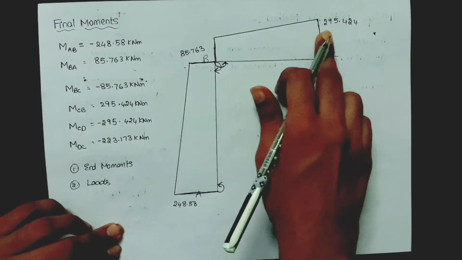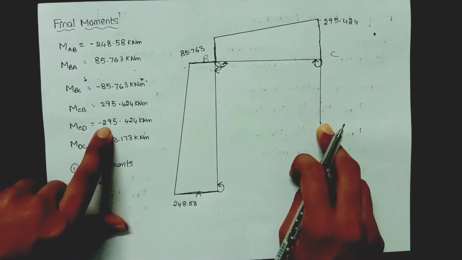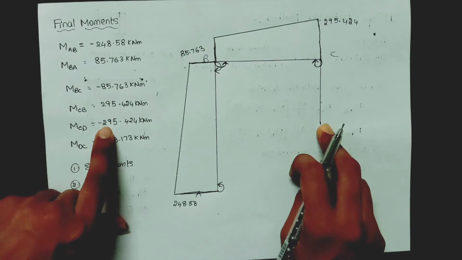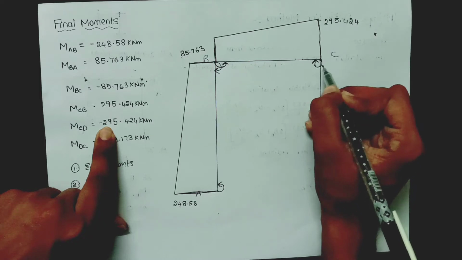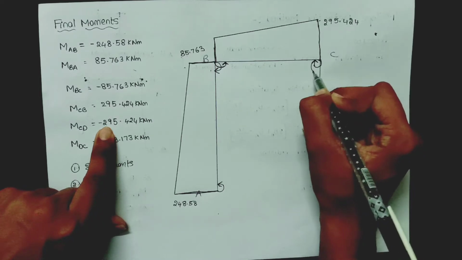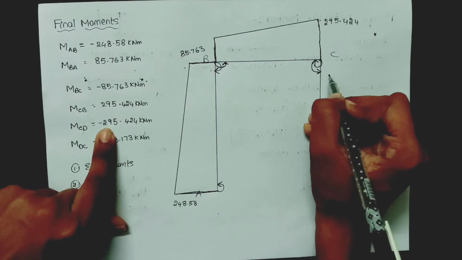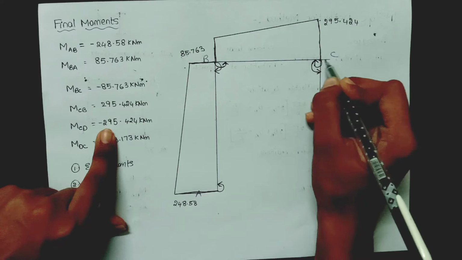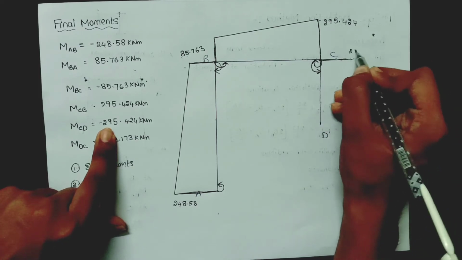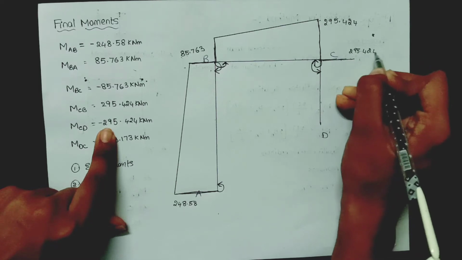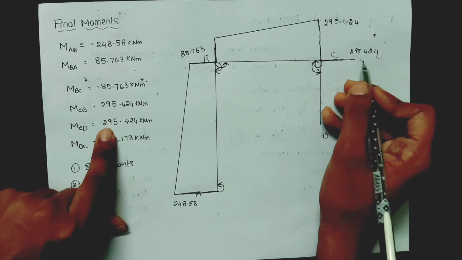So I have joined these 2 points. Now take member CD. In the member CD, the value is minus, so it is anti-clockwise direction. From this point, I am moving in anti-clockwise direction, so this is the line and the arrow is indicating towards right, so I have to draw in the right side direction. This is the same value, 295.424. The arrow is indicating the right side direction, so I have drawn it in the right side direction.